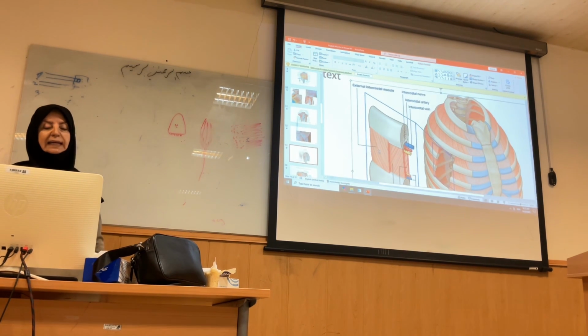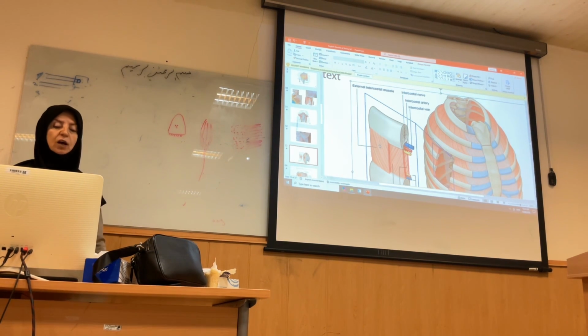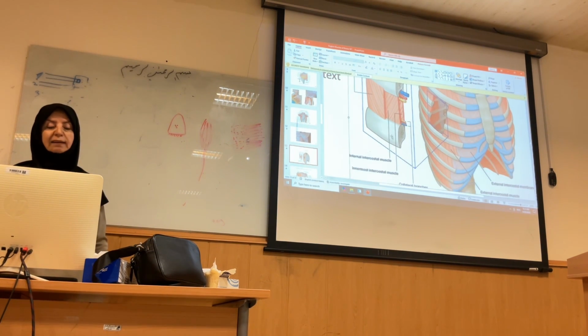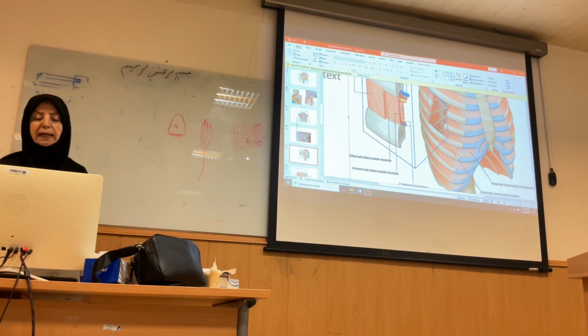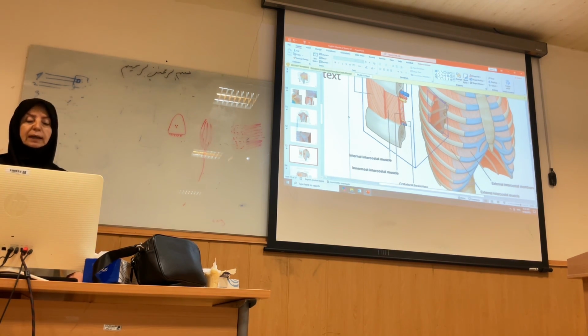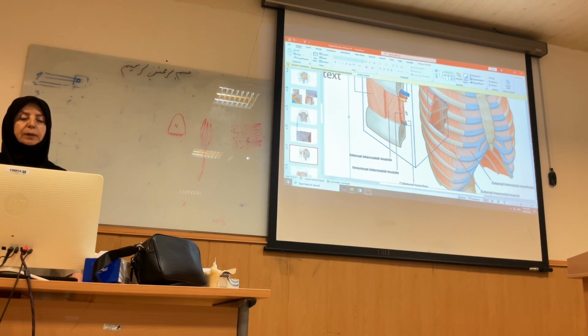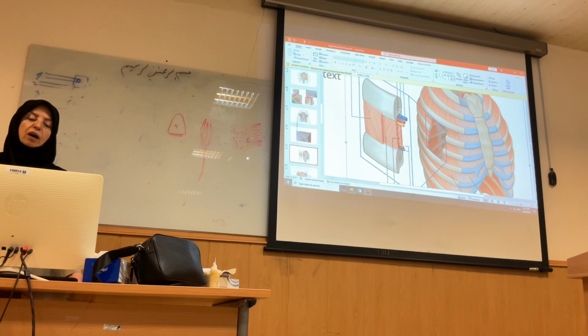We call this the external intercostal muscle. If I remove the external, I will be able to show you the internal intercostal muscle. If I remove the internal, I am able to show you the innermost, or intimate, intercostal muscle. Okay? What's the name of this? External, internal, innermost or intimate. Look at one of the intercostal spaces.